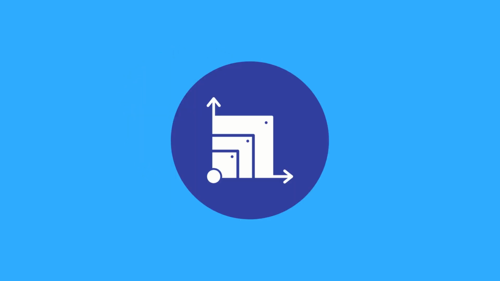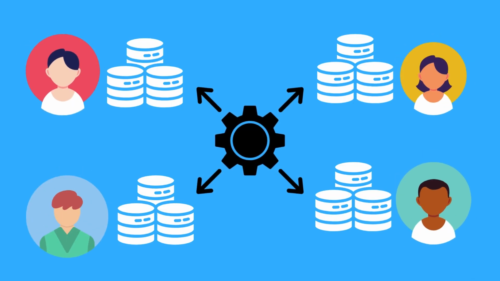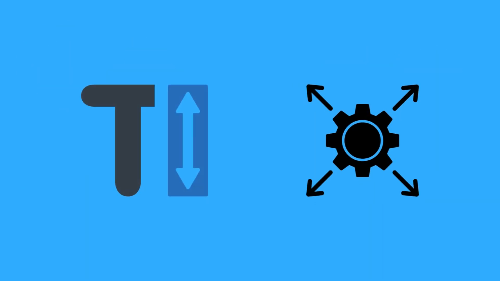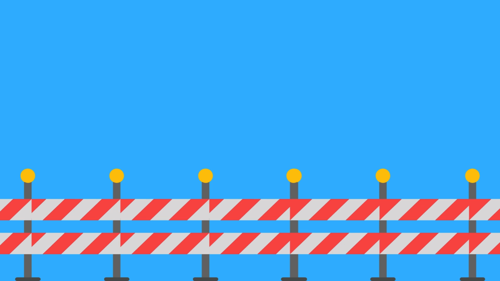Now, let's move on to database scaling. Scaling refers to the process of increasing the capacity of your database to handle more traffic. There are two main types of scaling: vertical scaling and horizontal scaling. Vertical scaling, also known as scaling up, involves adding more resources to your existing server, such as more CPU, RAM, or storage. While this can increase the capacity of your database, it has its limits. At some point, you may reach the maximum capacity of your server.